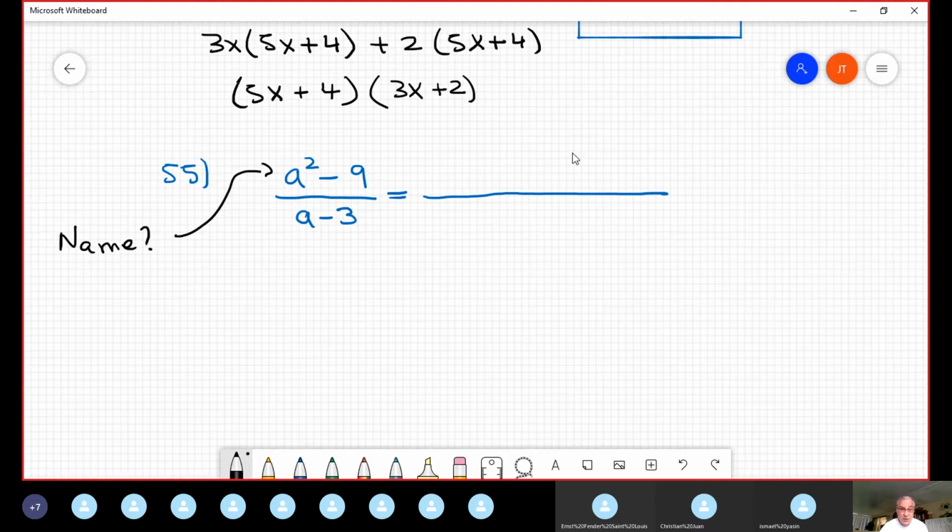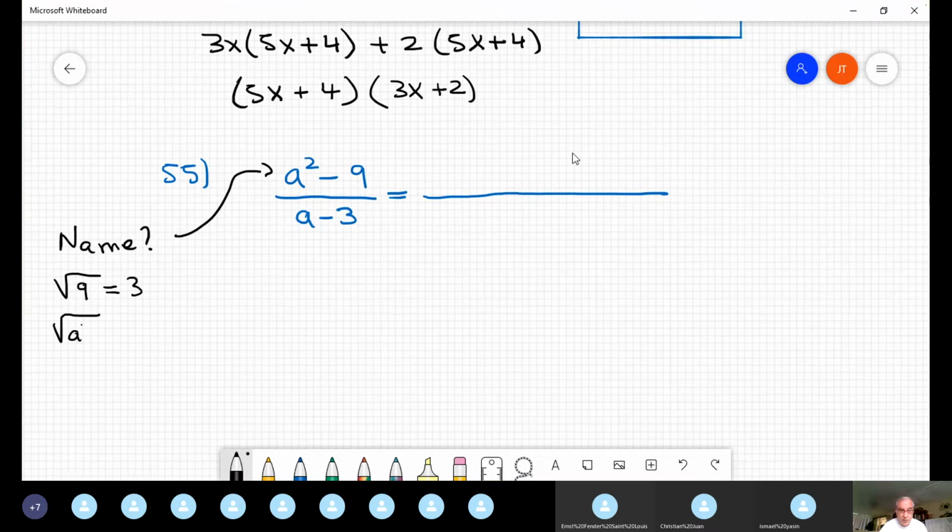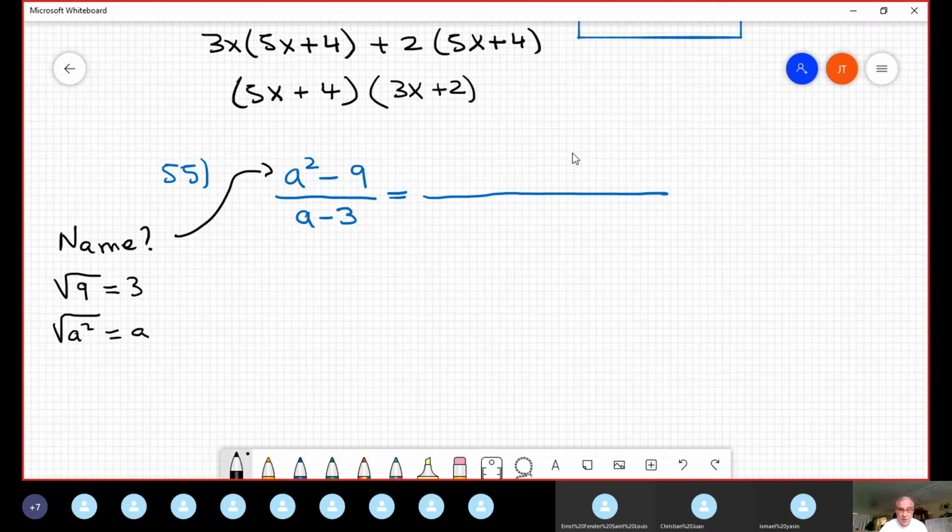This is a difference of squares. Yes or no? Binomial, 2 terms, exponent 2, square. And 9 is obviously a perfect square number because the square root of 9 is 3. And the square root of a squared is a. So you apply the formula: open two parentheses, a and 3, plus or minus. Do you understand this idea very well or no?